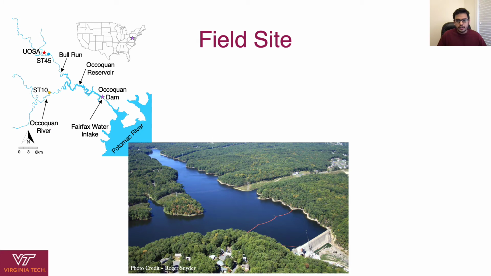The Occoquan Reservoir in Northern Virginia acts as a source of drinking water for around 2 million people in its area. UOSA, which is the wastewater treatment plant, shown here with a red star, was the United States' first planned application of indirect potable reuse for surface water augmentation. UOSA discharges its effluent into Bull Run, which flows into the Occoquan Reservoir. Also shown on this map are two long-term monitoring sampling stations, ST45 and ST10. Flow at ST45 includes runoff from the Bull Run watershed and discharge from UOSA. Flow at ST10 includes runoff from the Occoquan River watershed.